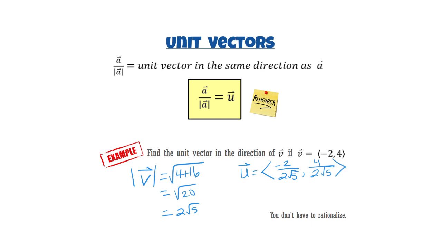Now we do want to reduce. I don't have to rationalize, but those 2's could sure break down. So I end up with a -1 over √5 and a 2 over √5.